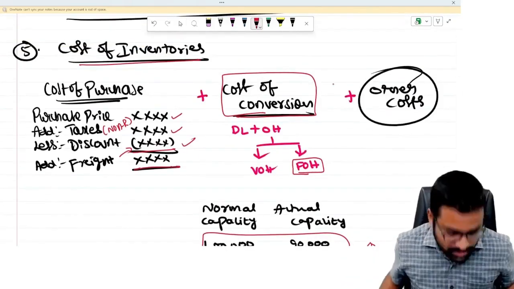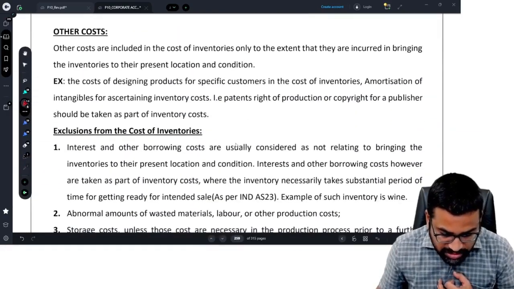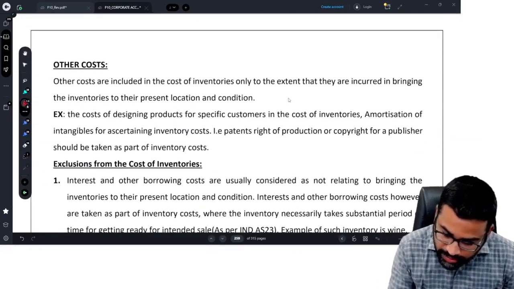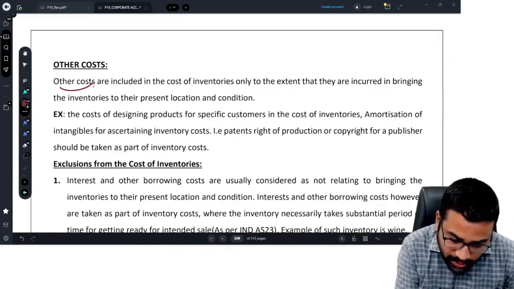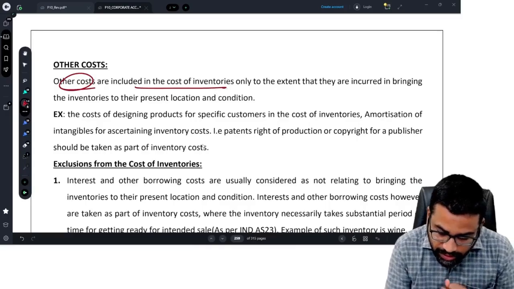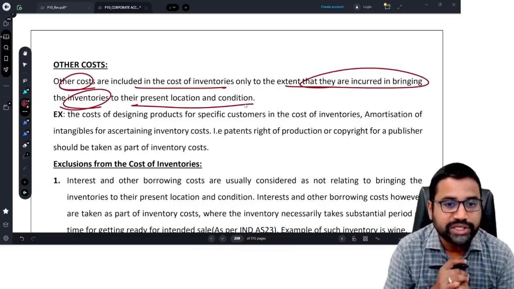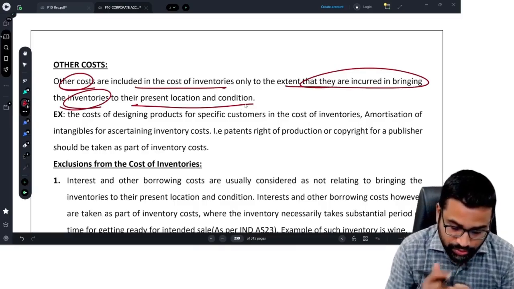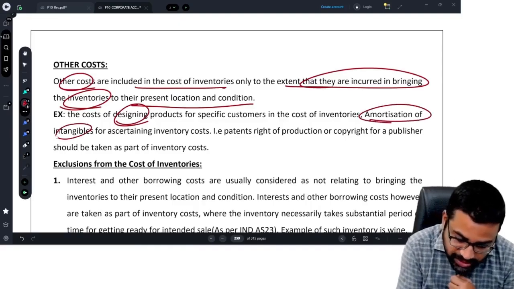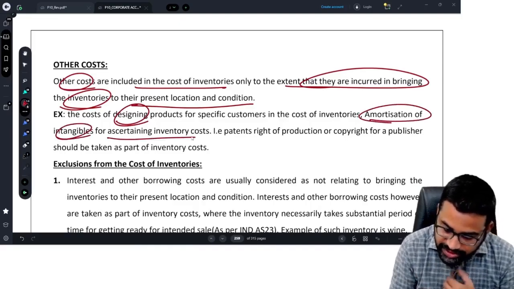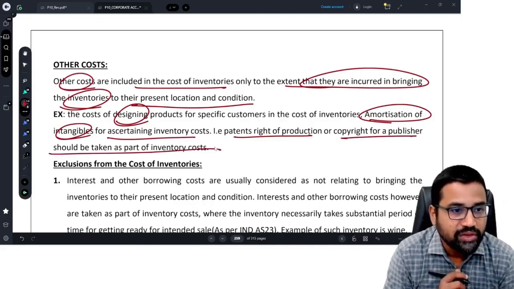Sir, all other cost which is necessary to bring the inventory to its location can also be included. See here, any other costs are included in the cost of inventories to the extent they are incurred in bringing the inventories to their present location and condition. So cost of designing the product, amortization of intangibles for ascertaining the inventory cost, that is patents, right of production or copyrights for a publisher, should be taken as a part of inventory cost.